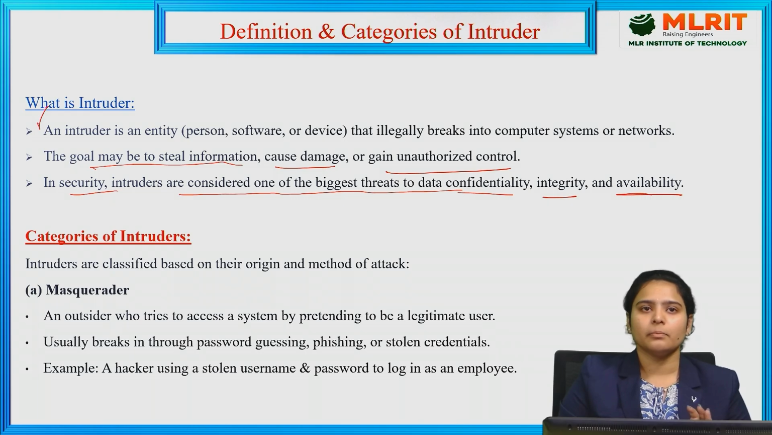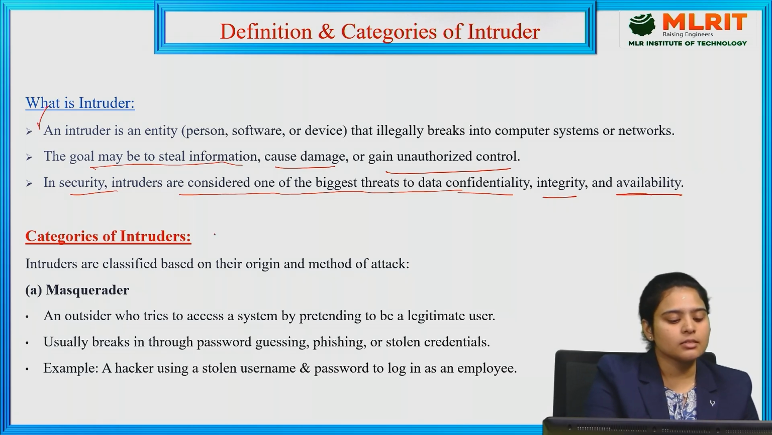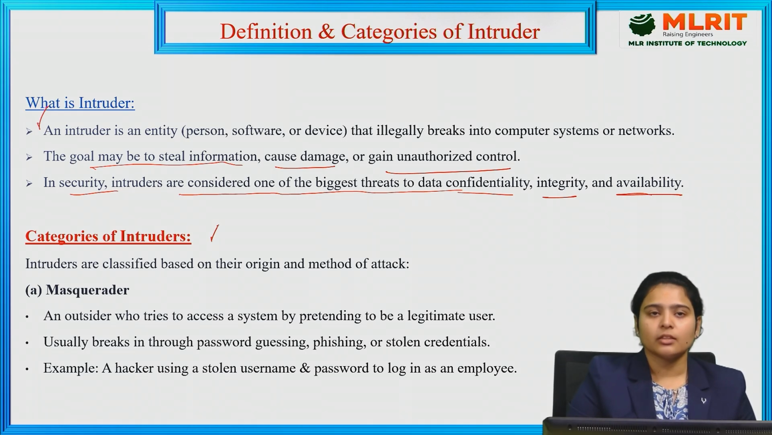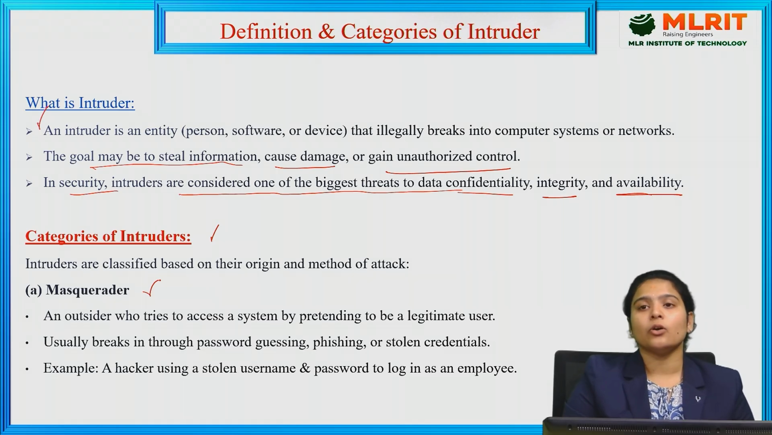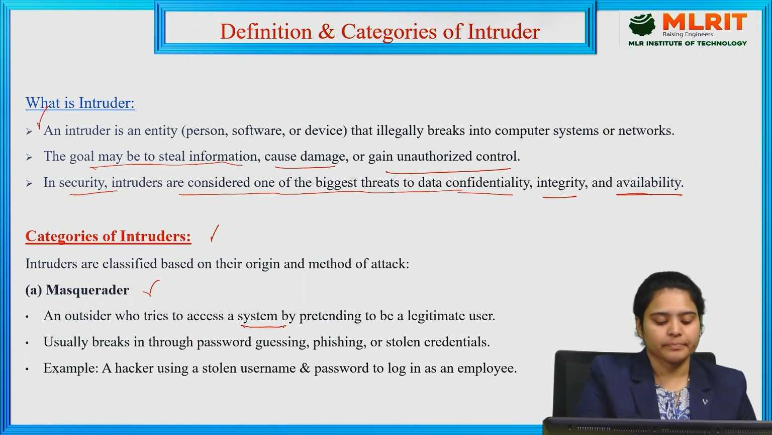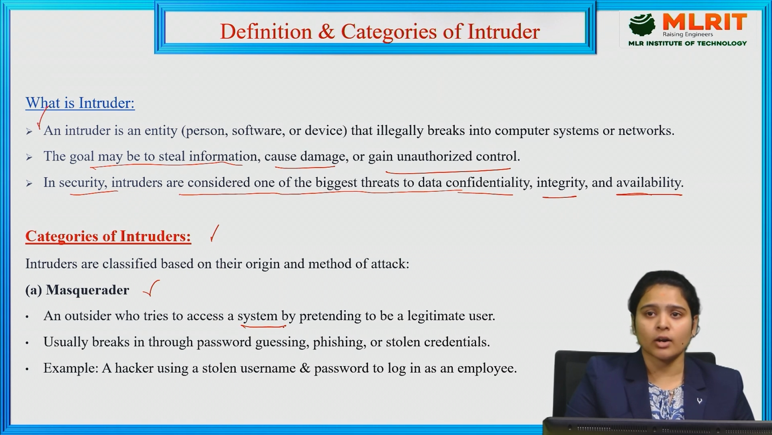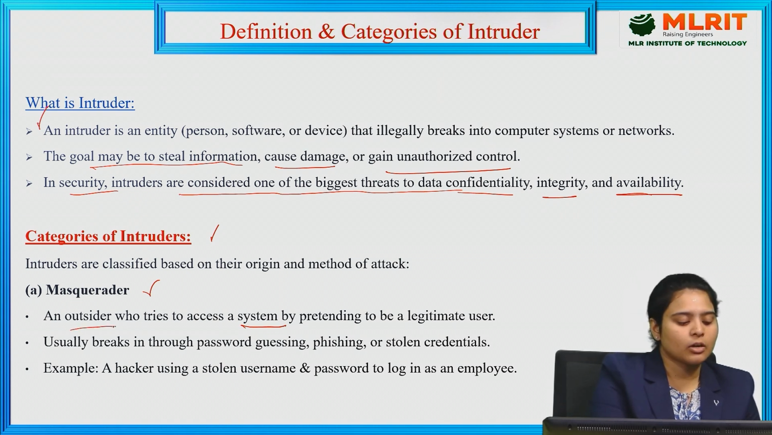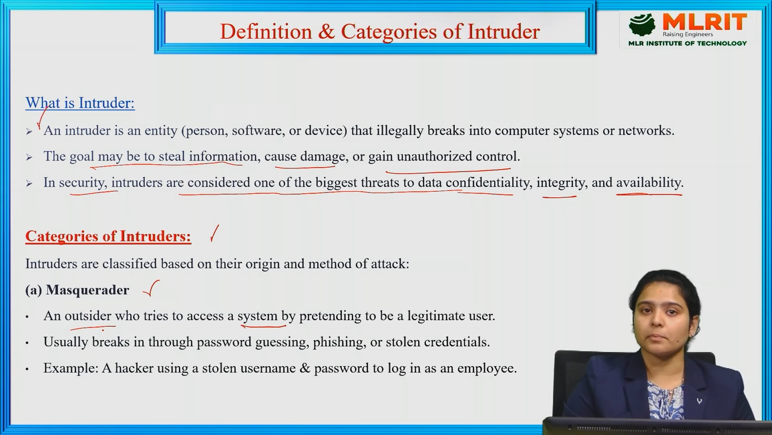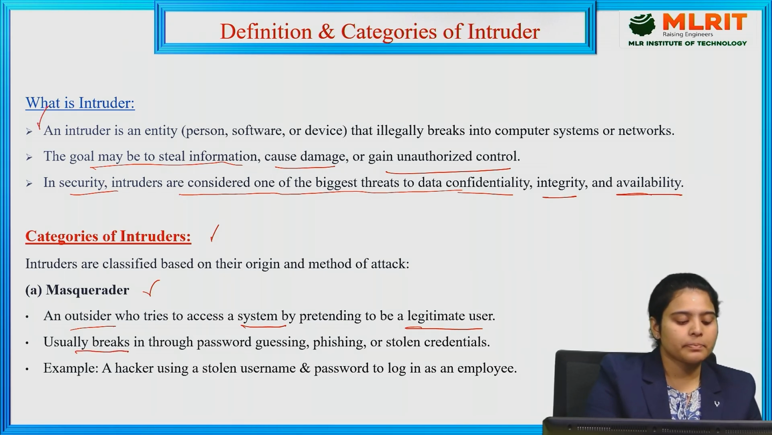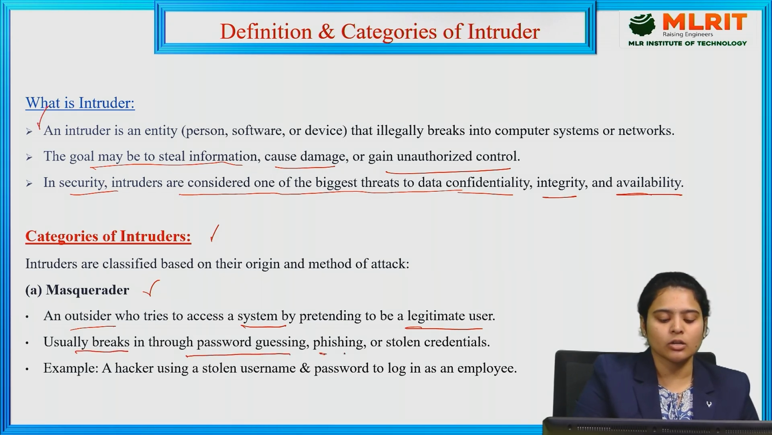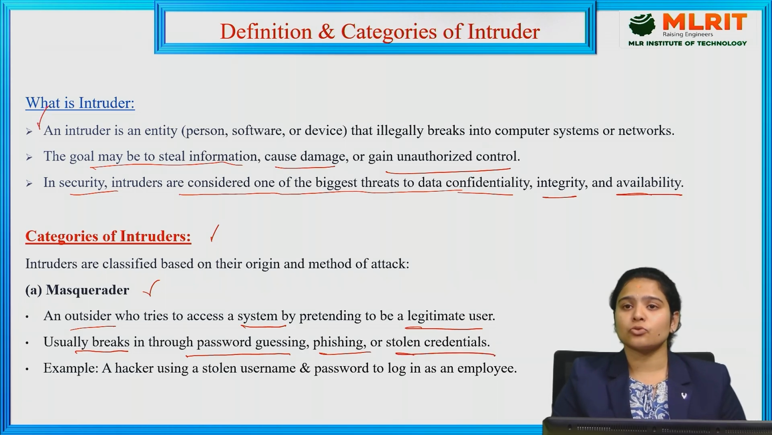The next topic is categories of intruders. There are 3 categories. The first one is the masquerader. A masquerader is an outsider, not an insider, who tries to access a system to be a legitimate user. Usually a masquerader breaks in through password guessing, phishing, or stolen credentials.